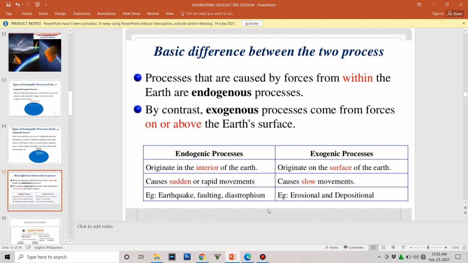Okay. So, exogenetic process, slow. Ito yung mga erosion. Yung erosion, hindi tulad ng landslide na volume, ano? So, erosion is very gradual mobilization of your sediments. Why? Because of gravity. So, erosional and depositional.